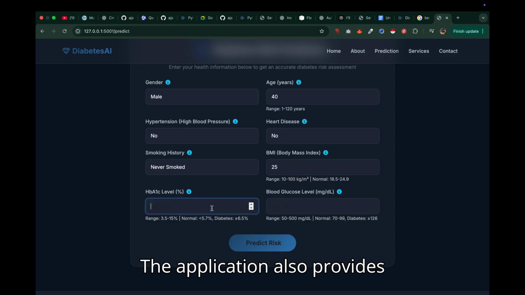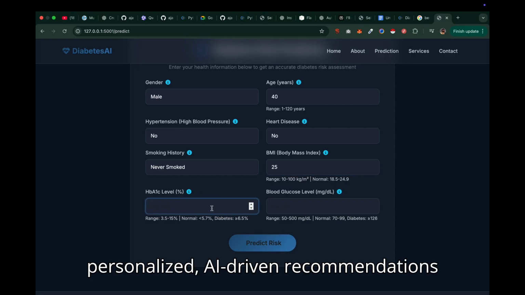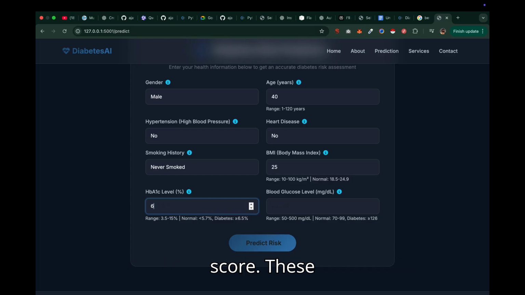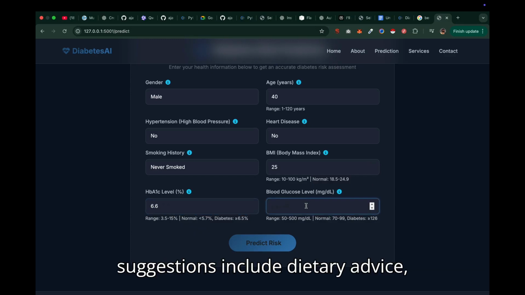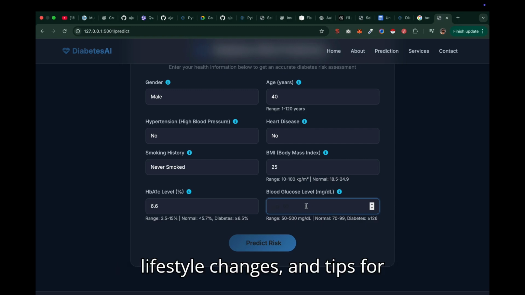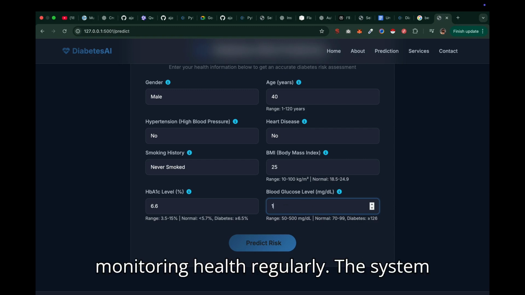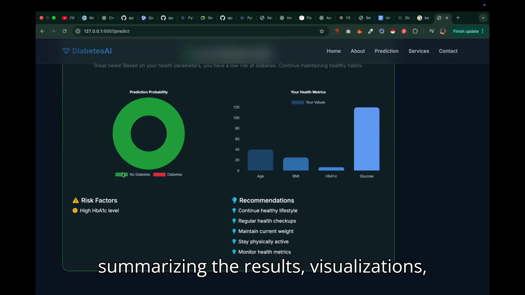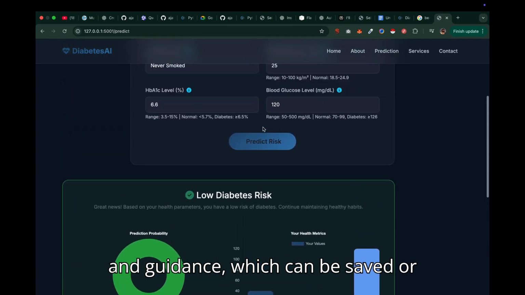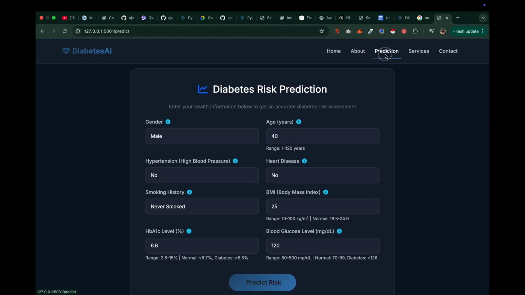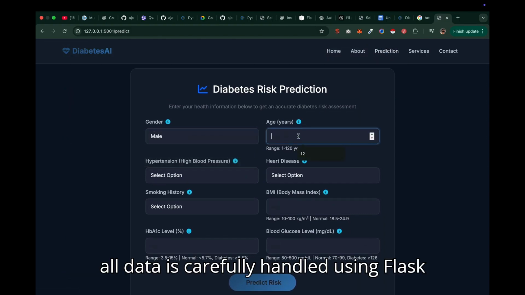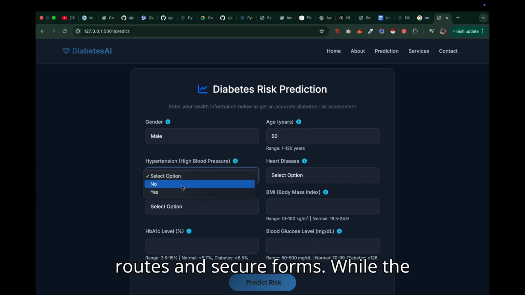The application also provides personalized, AI-driven recommendations based on the user's inputs and risk score. These suggestions include dietary advice, lifestyle changes, and tips for monitoring health regularly. The system generates a comprehensive report summarizing the results, visualizations, and guidance, which can be saved or shared with healthcare professionals. Security and privacy are essential, so all data is carefully handled using Flask routes and secure forms.